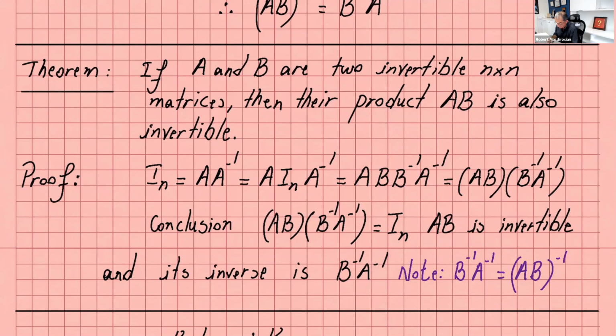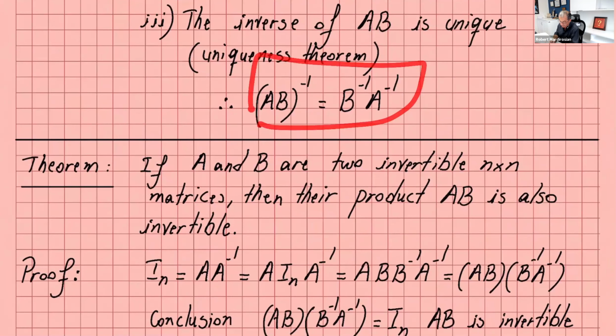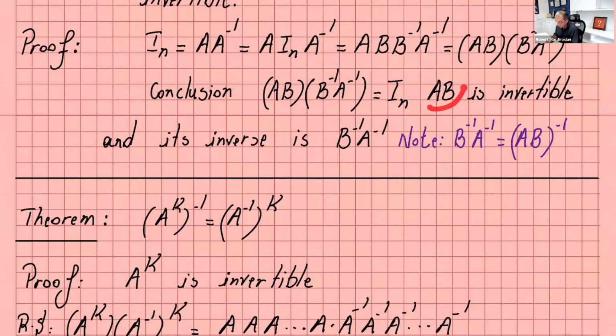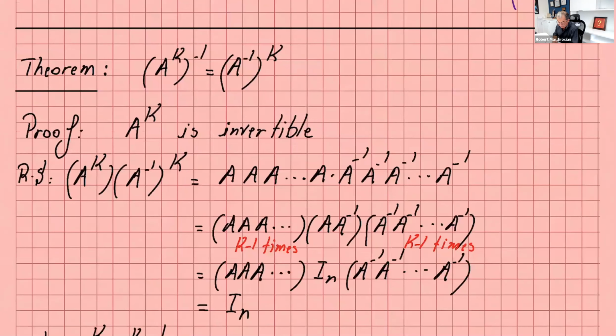Or you can substitute here. Instead of B⁻¹ times A⁻¹, you can just say that's (AB)⁻¹, and that's from here, and you get Iₙ. So therefore, it shows that AB is invertible. So AB is invertible, and the inverse is B⁻¹ times A⁻¹, or we can just say it's (AB)⁻¹.